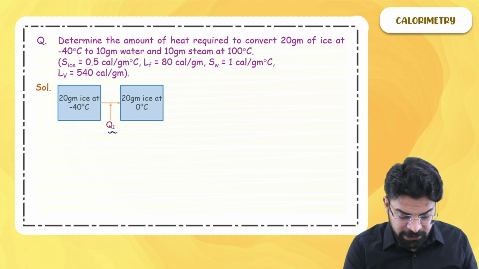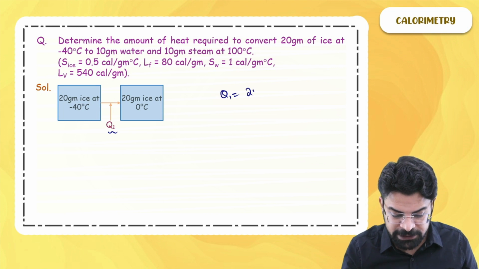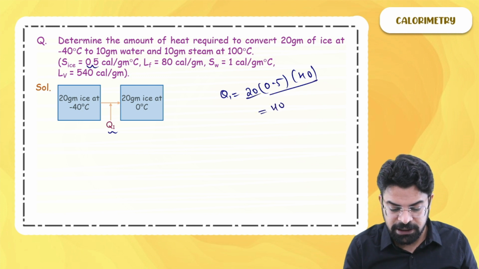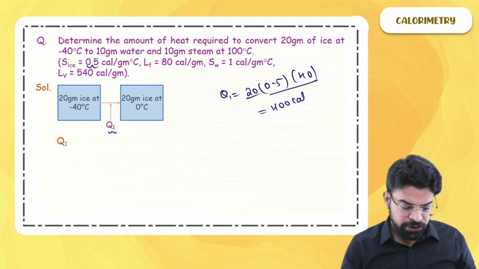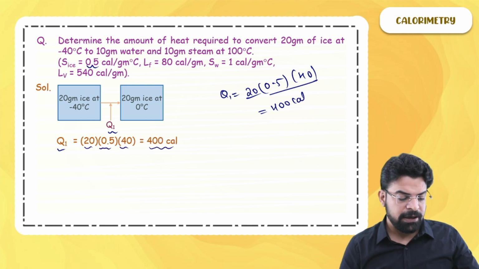What will Q1 be equal to? So you will say, sir, Q1 equals m s delta T: mass of ice 20, into specific heat of ice 0.5, into the rise in temperature, which is 40. So this gives you 20 into 20, that will be 400 calorie. So you can say Q1 equals 20 into 0.5 into 40, that will be 400 calorie.